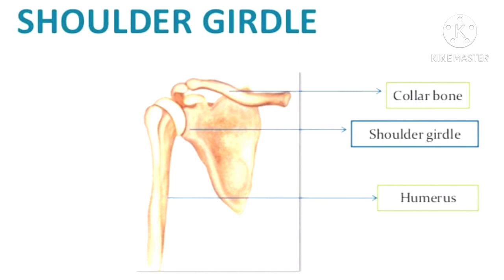You can see the next is the shoulder girdle. Class, the name is shoulder. It means it is present in the upper portion of the body, which attaches the hands to the upper part. That's why it is termed as shoulder girdle.